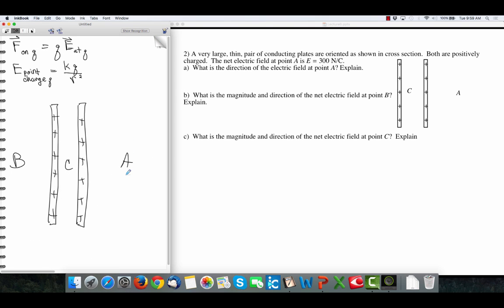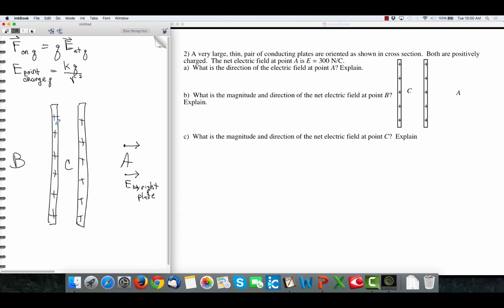If I'm over here on the right, the right plate has an electric field that points away from it. The left plate has an electric field that points away from it. How about their magnitudes? I'm farther away from the left plate. Does that matter? No, it doesn't.